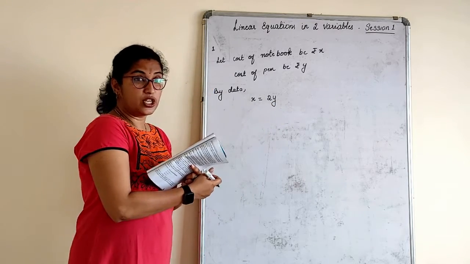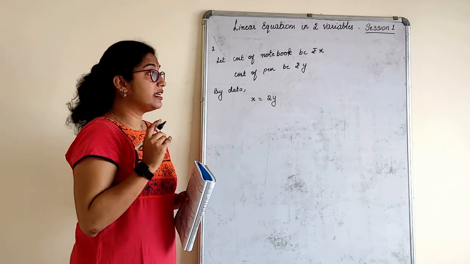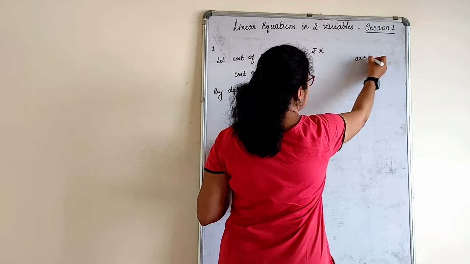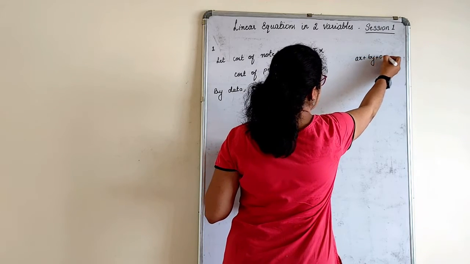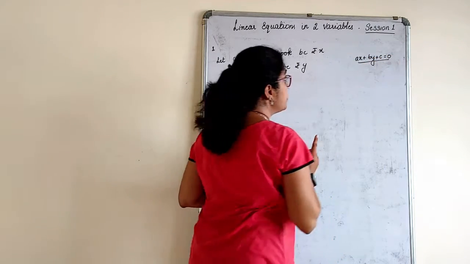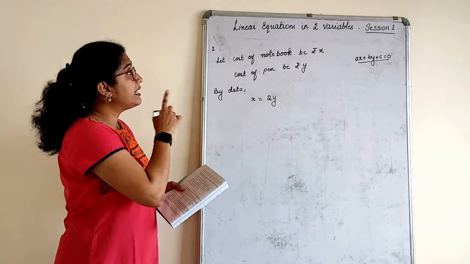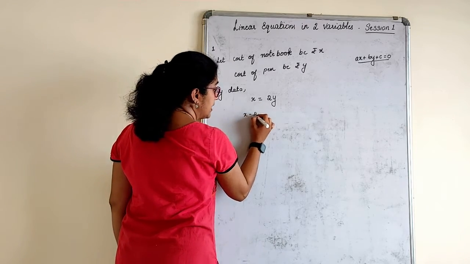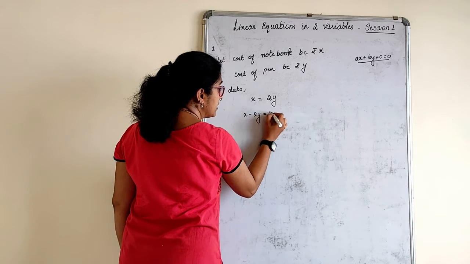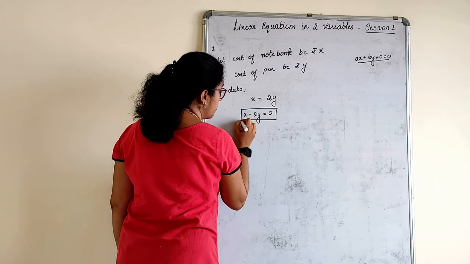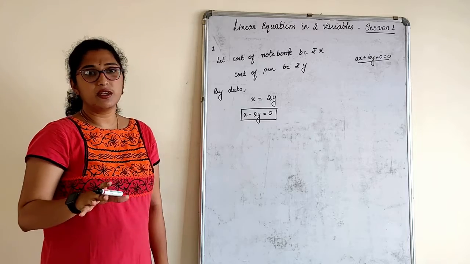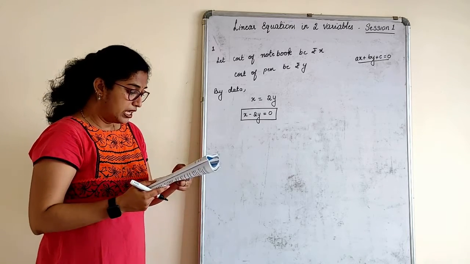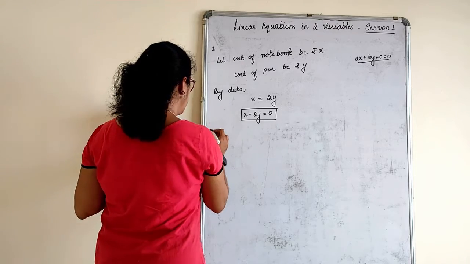Now, is this in equation form? Let us write this in equation form. Always remember, ax plus by plus c is equal to 0 is the standard form of linear equations in two variables. So x minus 2y is equal to 0. This is also correct. x is equal to 2y. Let us write that in the standard form. We'll quickly go with the next one.